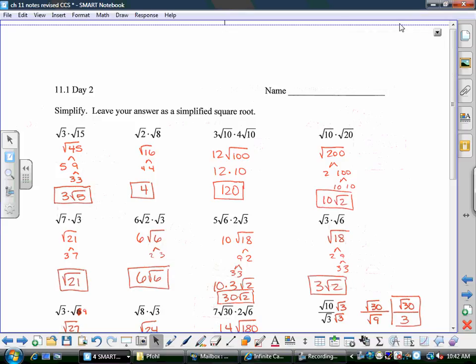These are the answers to the homework that's due today. I'll read them straight across. The first row is 3 square root 5, 4, 120, 10 square root 2.